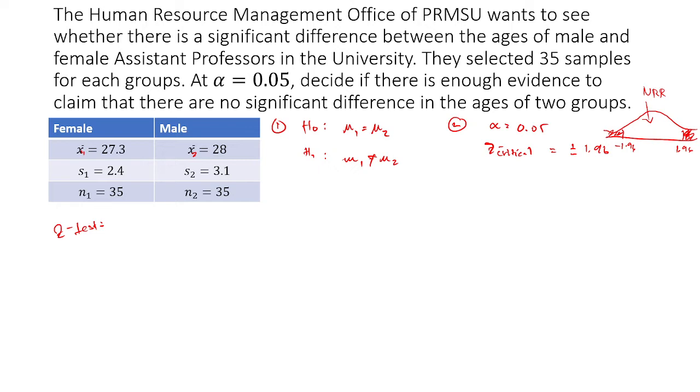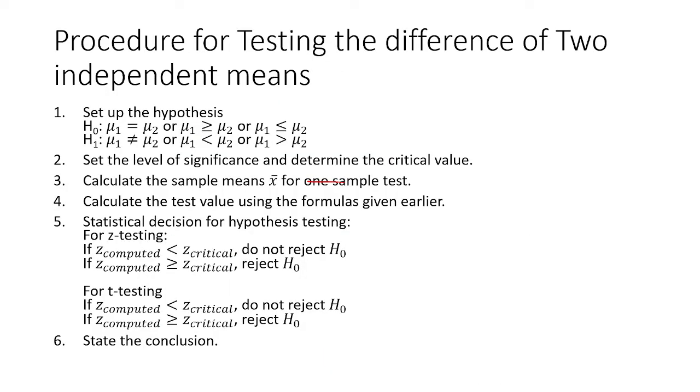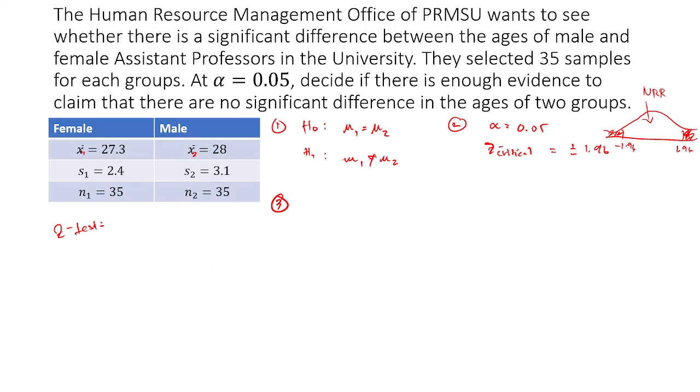So for step 3, ano nga ulit ang step 3? We need to compute for the test value. Check nga lang natin. Kasi wala na, okay na tayo sa sample means. Okay, so diretso na tayo dun sa step 4. Kasi ito na yung step 3 natin. Nandiyan na yung ating sample means. Andiyan na rin standard deviation. So, step 4, test value na tayo.